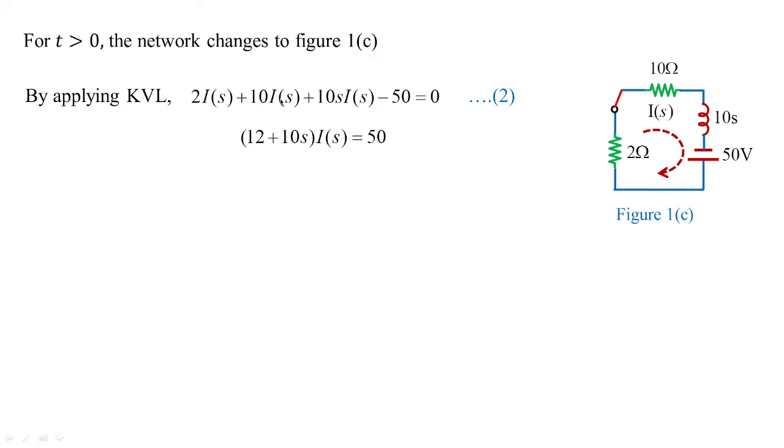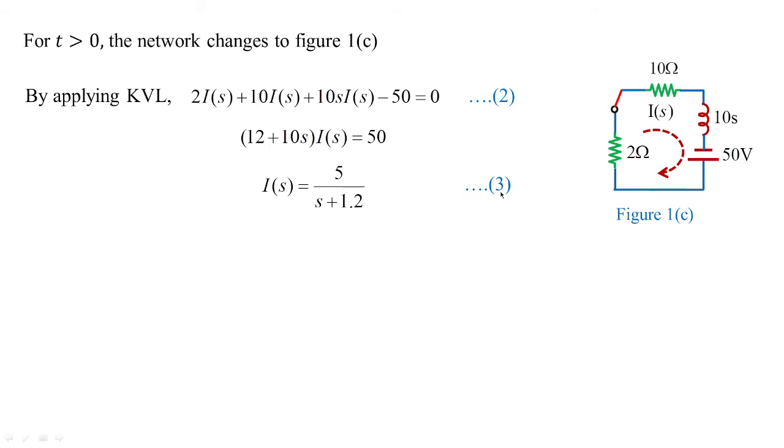Just take the I(s) in common, so we will have (12 plus 10s) I(s) equal to 50. In fact, I(s) will be equivalent to 5 divided by (s plus 1.2). Here we have taken I(s) common and 50 divided by 12 plus 10s, and that is how we remain with I(s) equal to 5 by (s plus 1.2). We are treating this as equation 3.